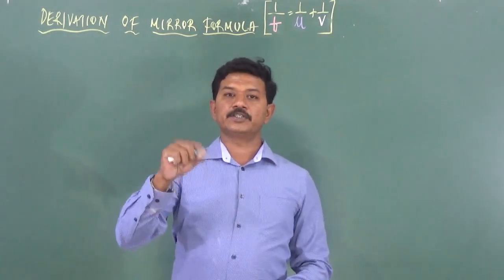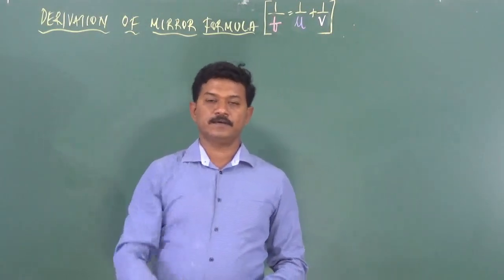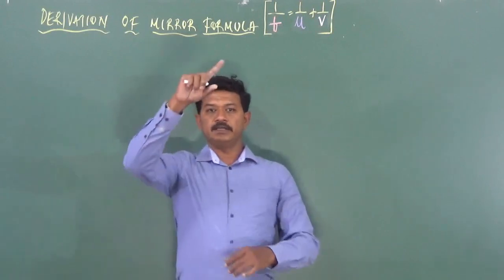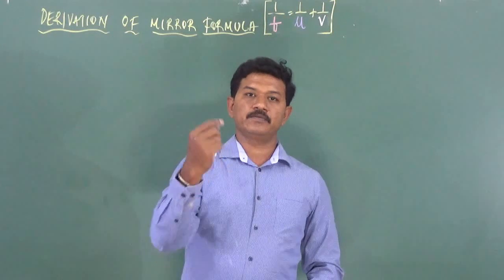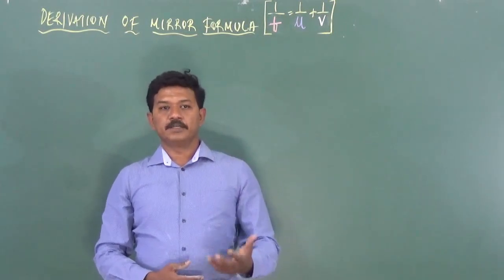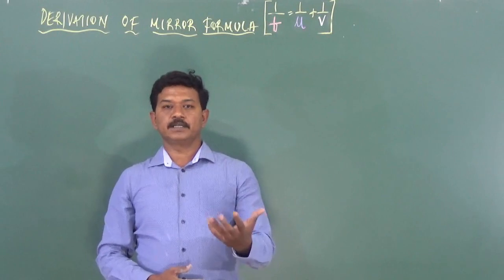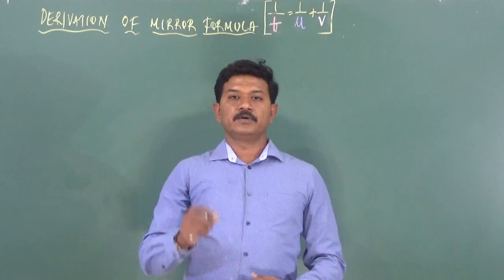We consider the aperture of these mirrors to be very small, because we are not dealing with very big mirrors. We only consider very small mirrors, which we use in our physics lab. So according to that, the mirror formula is applicable to those mirrors which have very small apertures. So what is the mirror formula?